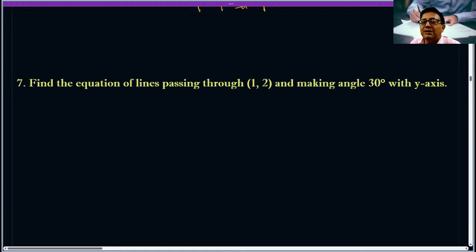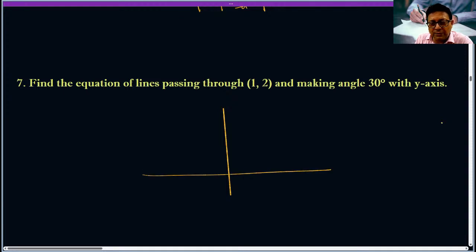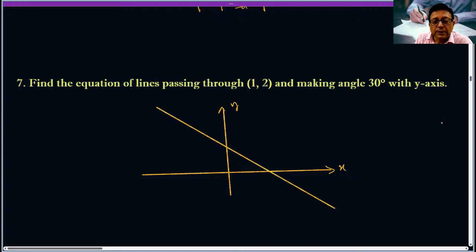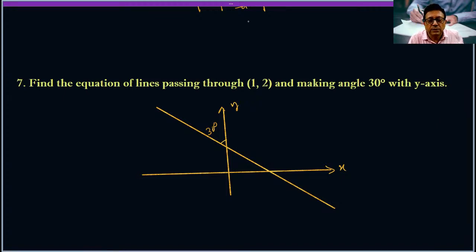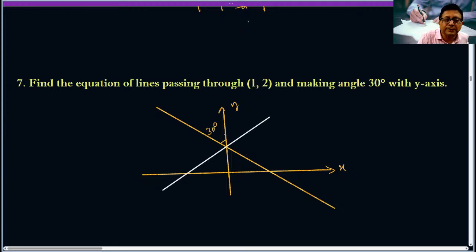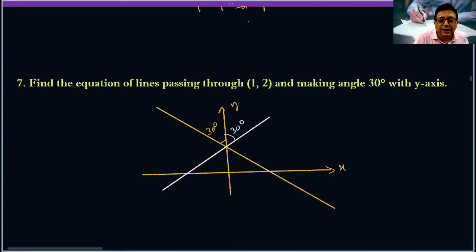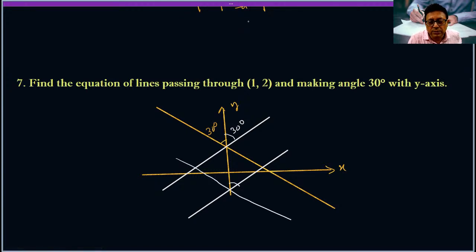Find the equation of line making 30° with y-axis. The easiest sum asked in exemplar book. All are taken from exemplar book. Okay. So this angle they have given 30°. Can this line be of this form also? This way also it is possible, 30°. Can it be like this? Can it be like this also? All these possibilities are there.